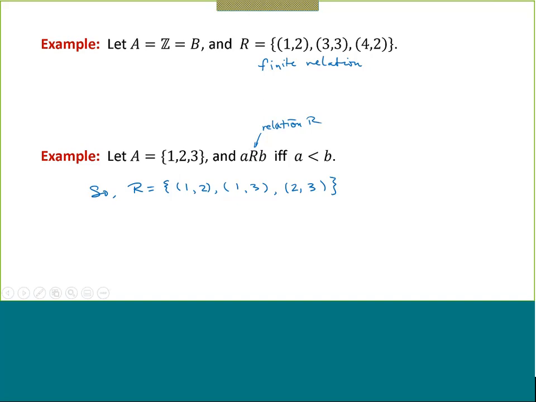Now, if our building set A had been much larger than 1, 2, 3, maybe it was all integers like before, and you had this inequality, you would have all of those same ordered pairs, but you would also have tons and tons more. In fact, you would have an infinite relation, or infinitely many ordered pairs that you'd be dealing with. So how big your relation is depends on this building set here. It also depends on what the actual ordered pairs are as well, but it's definitely closely related to this guy right here. Okay?